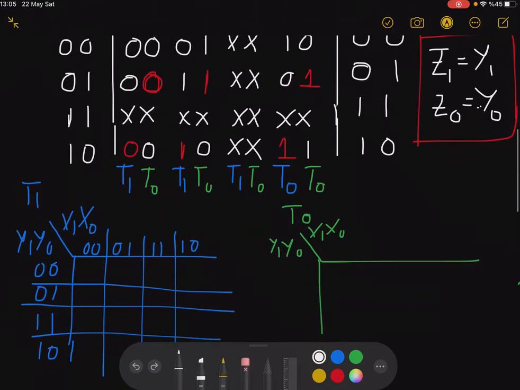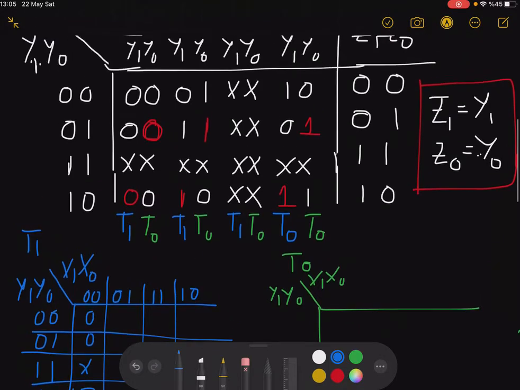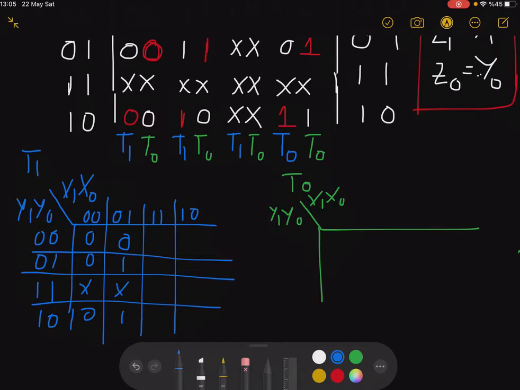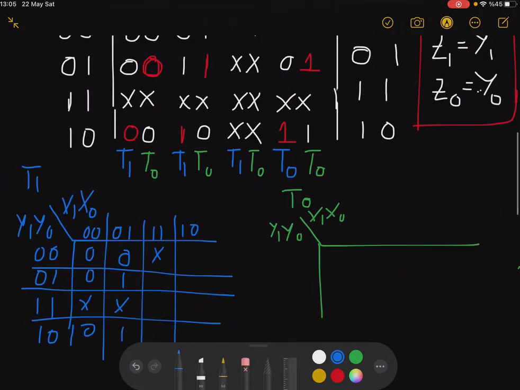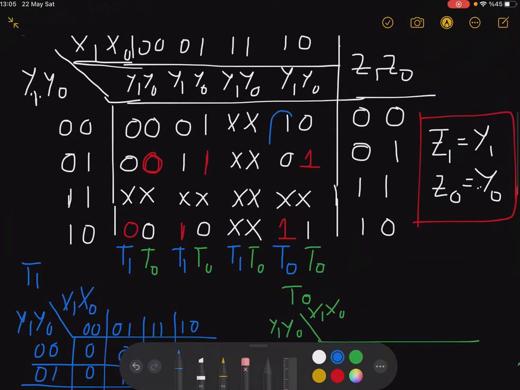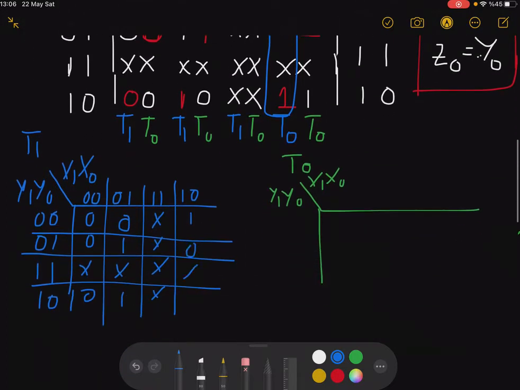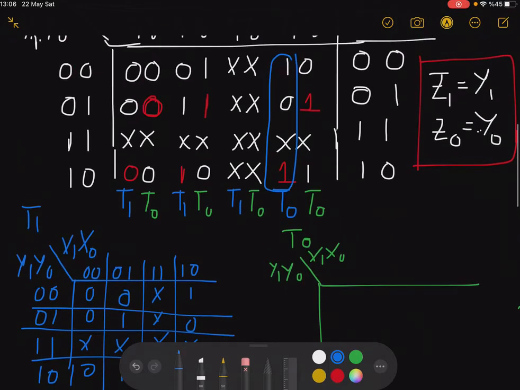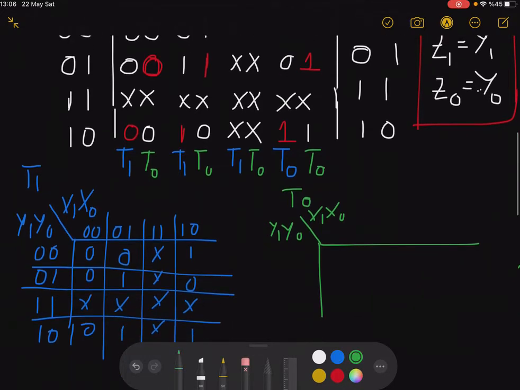I put them in their corresponding places: 0, 0, X, 0, 0, X, 0, then 0, 1, X, 1, 0, 1, X, 1, and then this one is all X's, and finally the last column is 1, 0, X, 1. All right, this is for the object eraser. Okay, wonderful. And I do the same for T0 this time, right?